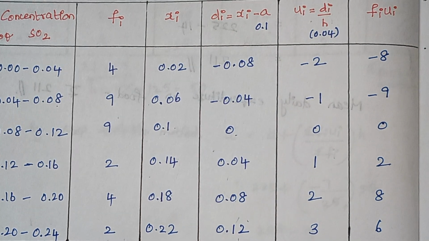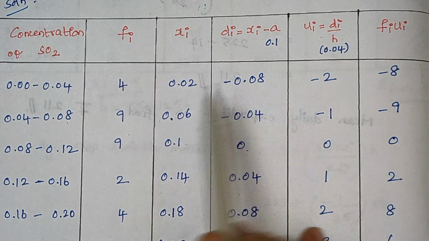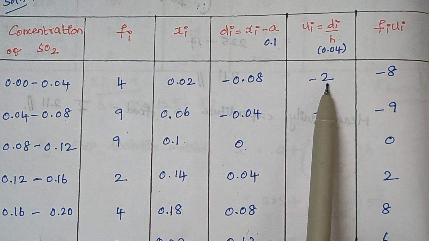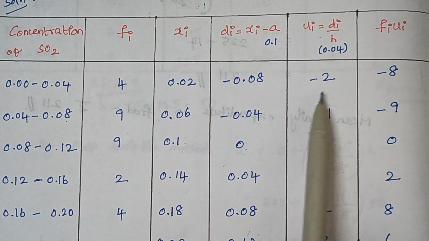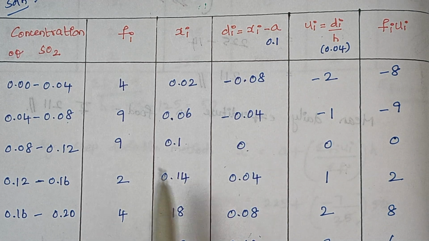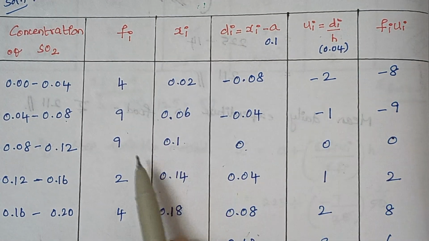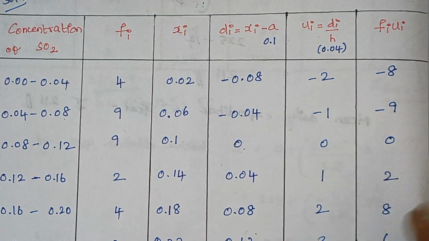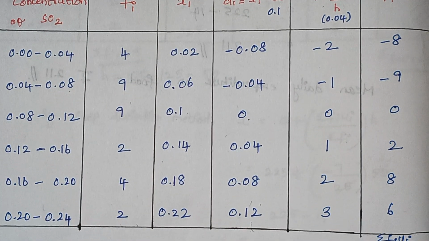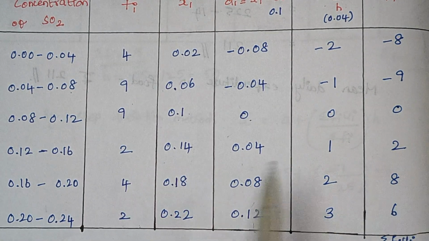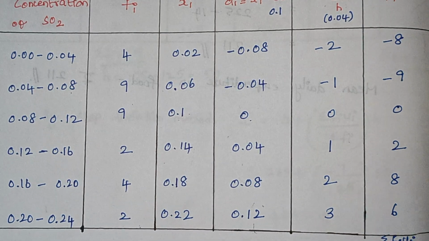And the next one is Fi Ui. So this is your Fi and this is your Ui. So 4 into minus 2 is minus 8. And 9 into minus 1 is minus 9. And 9 into 0 is 0. And similarly you proceed with the rest of the things. 2 into 1 is 2. 4 twos are 8 and 2 threes are 6.